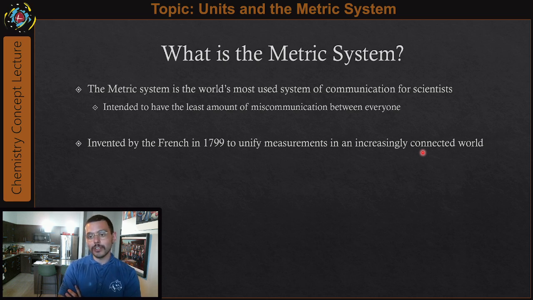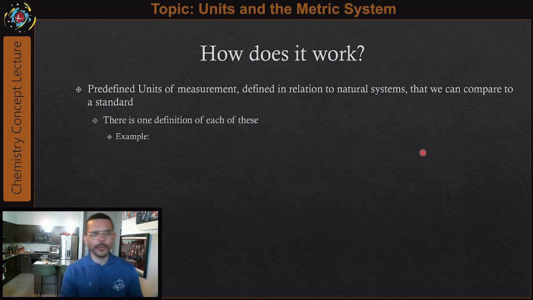If you've taken a history class, 1799 was the era of colonialism and the beginning of globalization. So previous situations, such as a Chinese person working with a French person, were not as common as they were in this time. So there had to be new ways to communicate with each other, and that's where the metric system had its genesis. So how does it work?